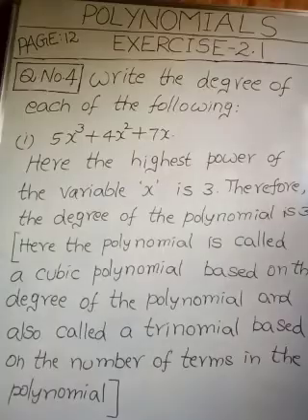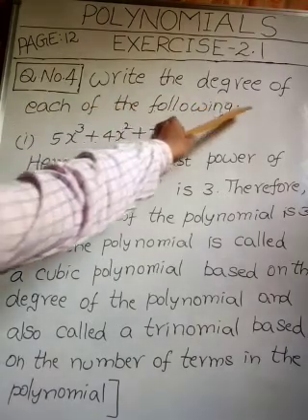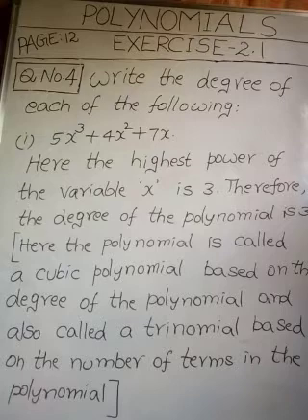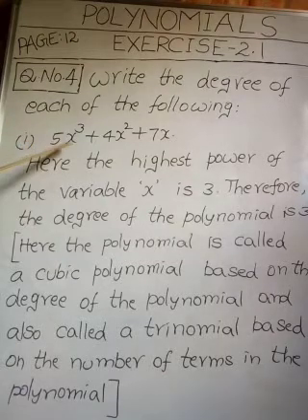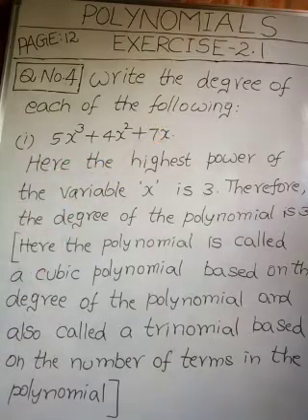Right. Now come to the next question, that is question number 4. Write the degree of each of the following. Here some polynomials are given. We have to write the degree of each of the polynomials. See the first question, 5x cube plus 4x square plus 7x.